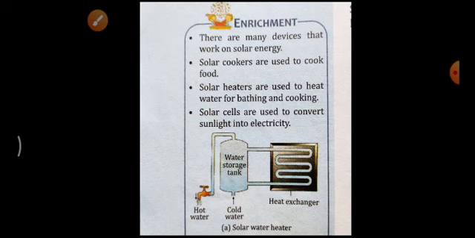As I said, energy always transforms from one form to another form. So solar energy is one form. When it falls on the solar cells, chemical reactions take place inside the solar cells when they get heated, and after that electricity is produced. So this is all about different devices in which solar energy is utilized. I hope all of you have understood.